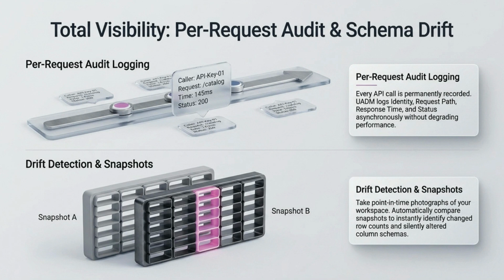Next, let's talk about total visibility. We ensure you never miss a beat with two core features. First, our per-request audit logging captures every single API call, tracking identity, response time, and status, all without slowing down your system. Second, with drift detection, we take snapshots of your workspace to instantly flag any changes in row counts or schema. It's about having a permanent record and total control over your data environment.